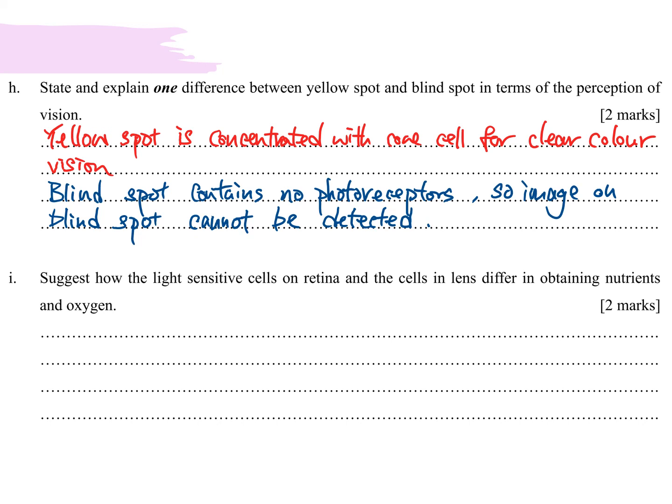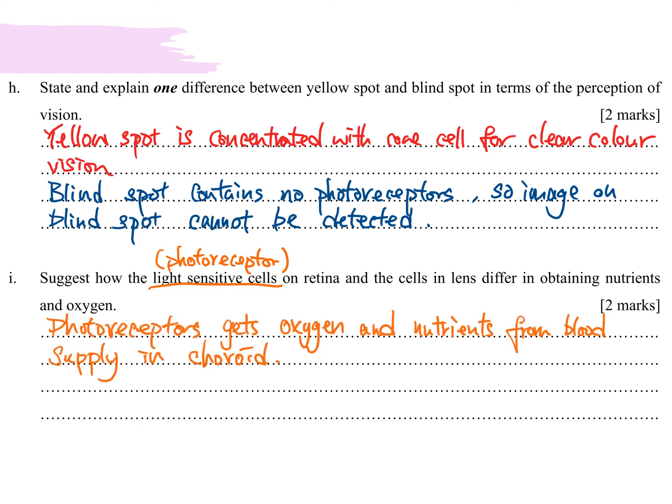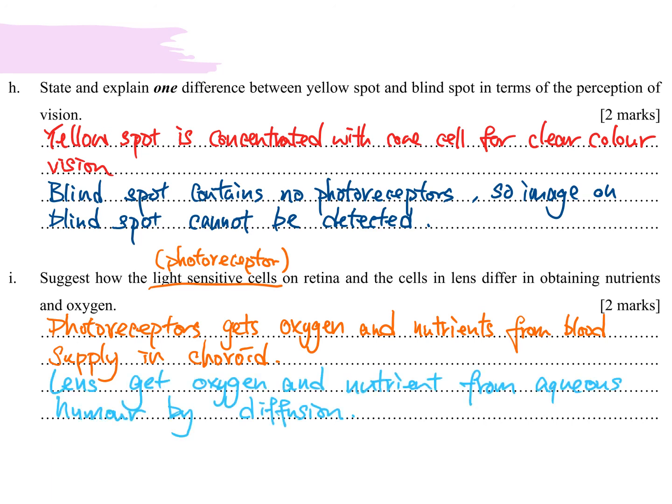Question I. Suggest how the light-sensitive cells on the retina, that means the photoreceptors, and the cells in the lens differ in obtaining nutrients and oxygen. So photoreceptors, where do they get the oxygen and nutrients? They get it from the blood supply in the choroid. But for the lens, they are colorless, so they don't have blood supply. Instead, they get the nutrients and oxygen from aqueous humor by diffusion.